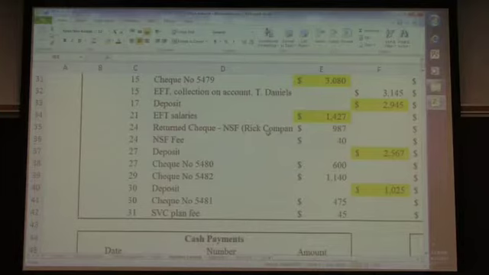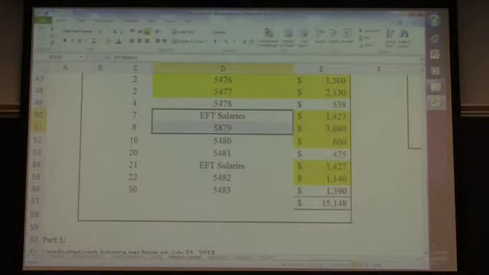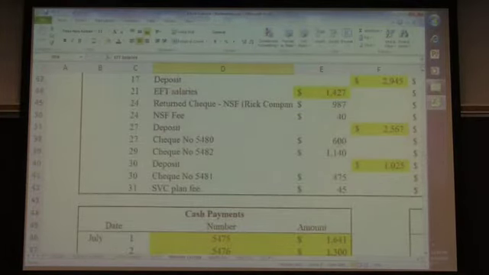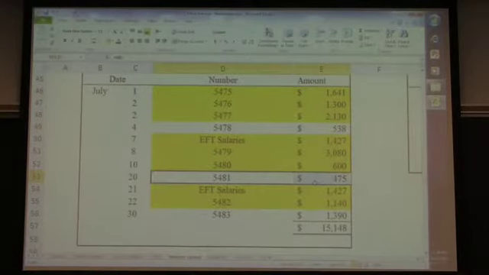Now in this case we have an NSF check, which we know from the previous example that we actually have to account for as part of a reconciliation, and there's also a fee associated with this NSF check. Then we have two more checks that we've cleared through, 5480 for $600 and 5482 for $1140. So those two checks have also gone through. And then we have check number 5481 for $475. So this has also gone through.